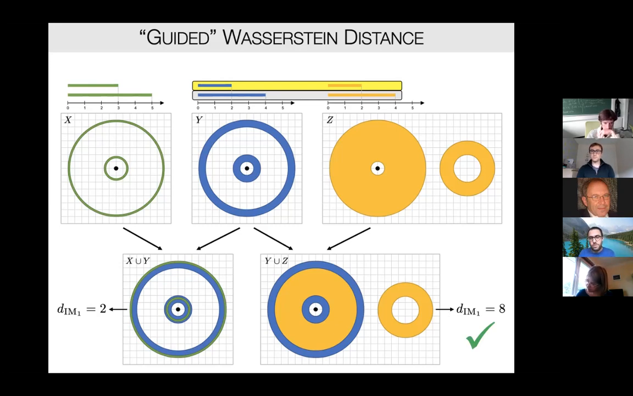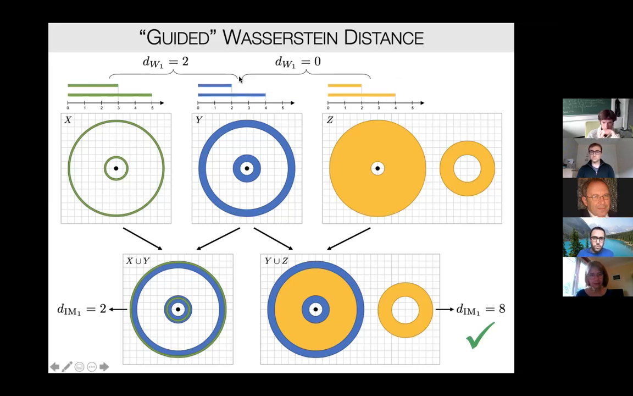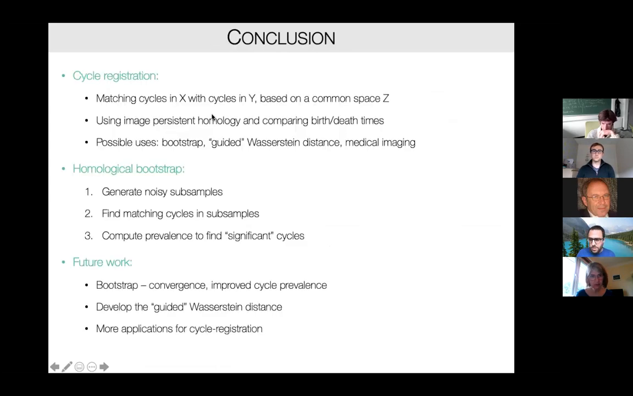We get that two different spaces get a higher distance. Remember, before we had the normal Wasserstein distance that just gave you a distance of 0. So this is just an anecdote, or maybe something that we would like to pursue in the future. But it looks like it could be a powerful thing to do in some cases. I'll skip that because I'm running out of time.